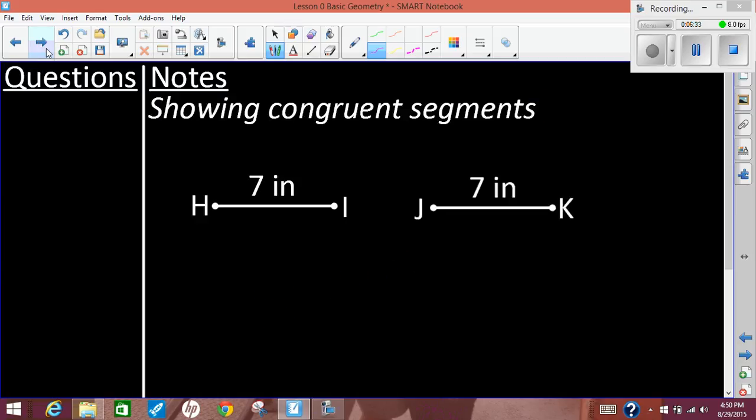So I told you a couple slides ago that we were going to use the congruent symbol, and if you want to keep from copying that word congruent down all the time, you can just use the symbol that we have, the equal sign with the squiggly on top. And congruent objects are objects that are the same size and the same shape. So here we have two segments. That means they're the same shape.